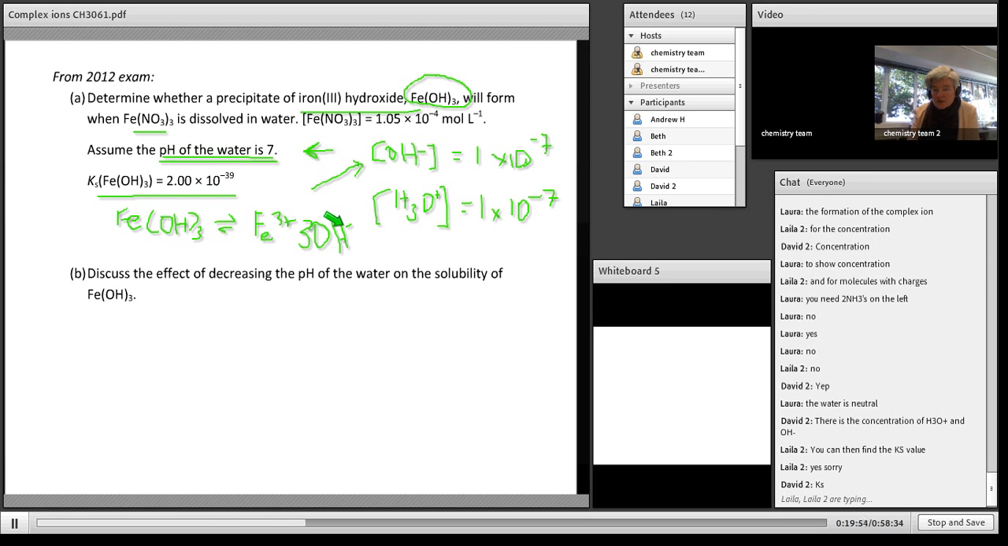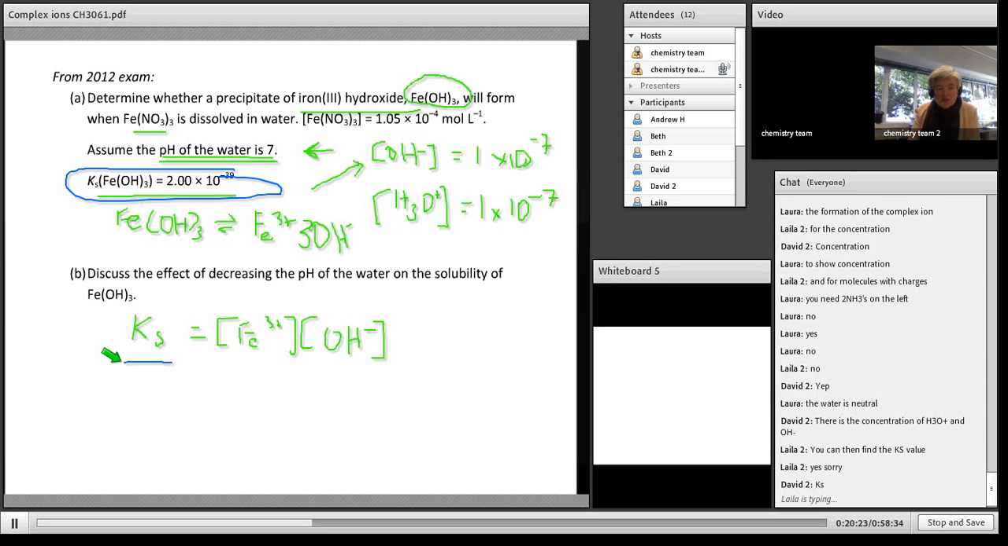So quite a few. Okay, yep, the Ks expression. So you would say Ks is equal to the Fe3+ and the OH- concentration. Okay, and now you would just simply substitute. So we know what Ks is. There it is. So we've got that ticked.